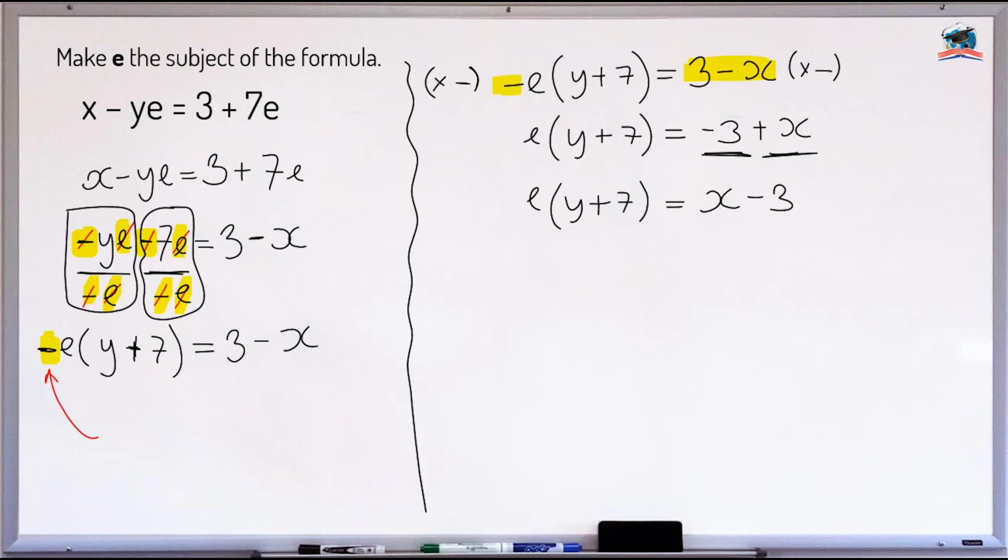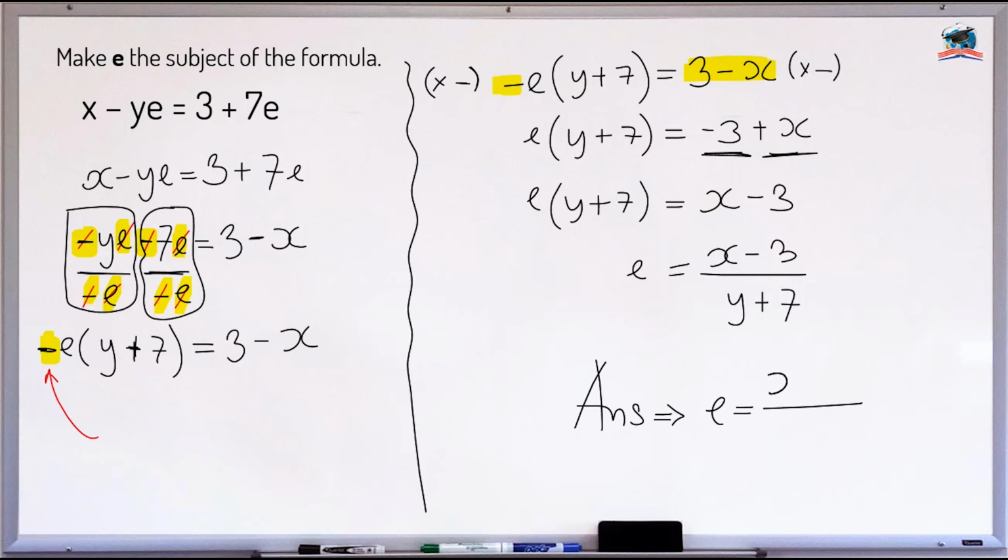Now let's move the y plus 7 to the other side of the equal sign, and that's going to make our e the subject. We have x minus 3 divided by y plus 7. You don't need the brackets, so do not put the brackets. Let's remove the bracket, and that gives us our answer. Our answer is e is equal to x minus 3 divided by y plus 7. Let's write it. We have e is equal to x minus 3 over y plus 7, and this is our answer. Beautiful.